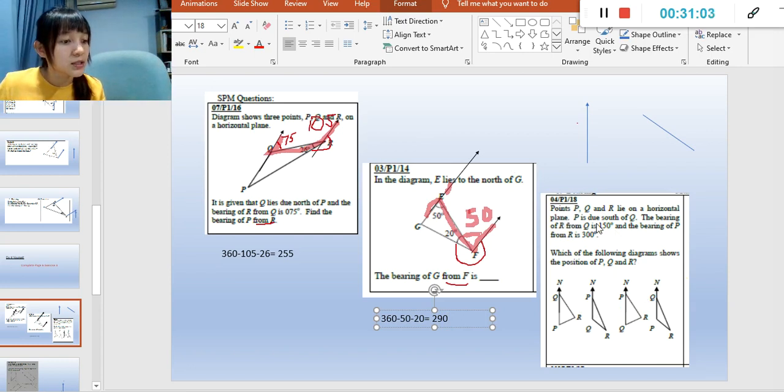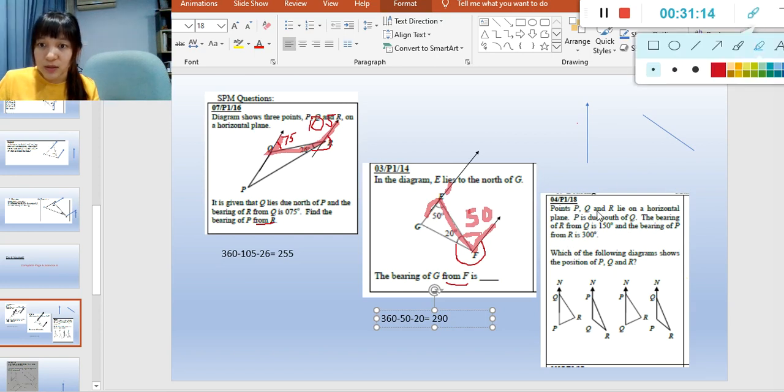The next one is on page 8 of your notes. First question, 2004, paper 1, question 18. Find a keyword. P is due south of Q. P is at the south of Q, meaning where is the north? And the bearing of Q is this, and the bearing of this is this. How do you do it? You have to draw it yourself, because these are your A, B, C, D. Which one is correct? P is due south of Q.